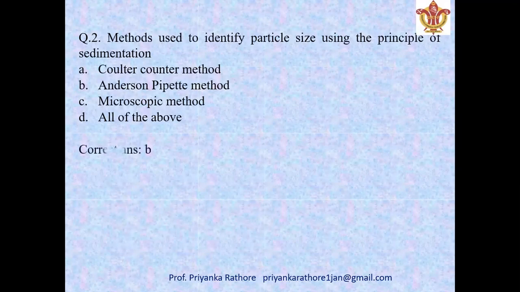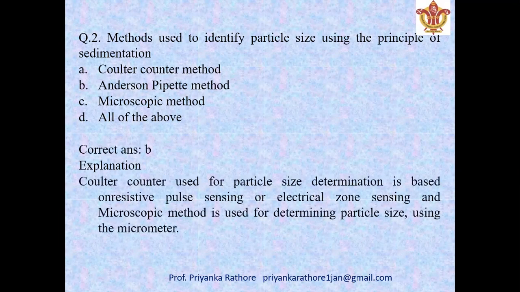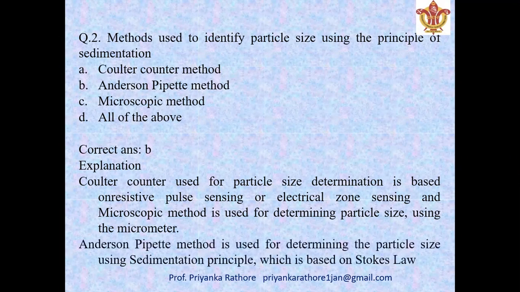आप देख सकते हो, जो Coulter counter... right answer is the Andreasen pipette method, because you can see जो Coulter counter method, all the three methods they are used for determining the particle size, but जो हमारा main Andreasen pipette method है, it is based on the sedimentation, जो कि हमारे Stokes law पर based है. You can see in the explanation.